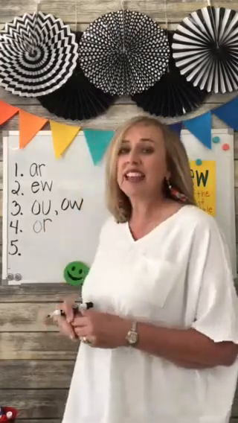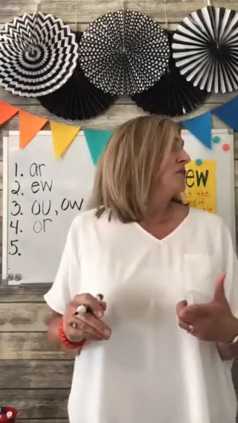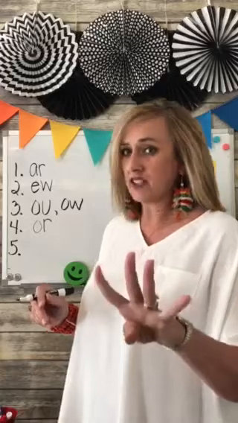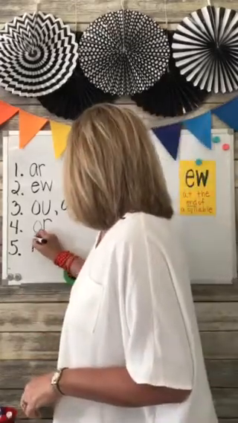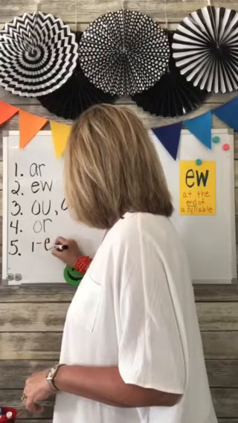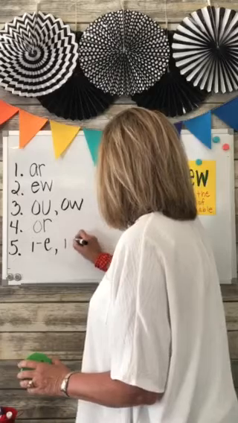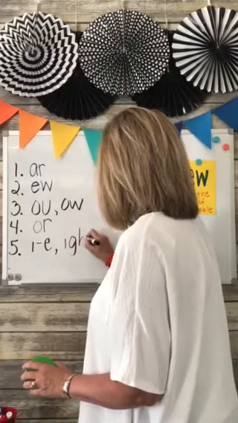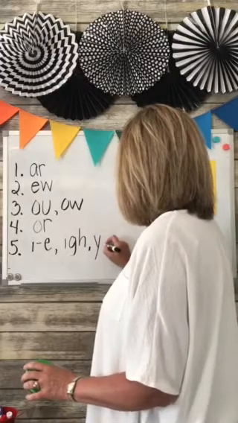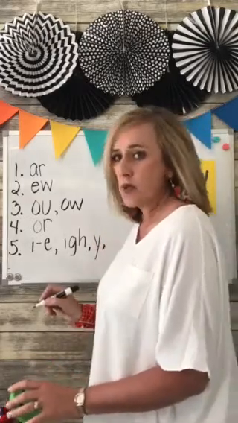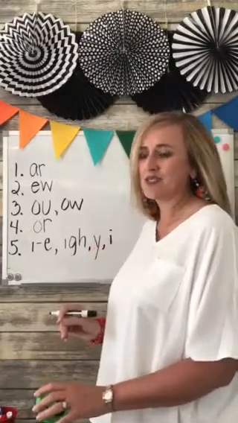And then finally, I gave you the long I sound. And there are 4 ways that we've learned to make long I so far this year. We've learned at the very beginning of the year, I, consonant E. We have learned IGH says I. We have learned that Y can say I. And then we've learned in an open syllable, I by itself will also make the long I sound.